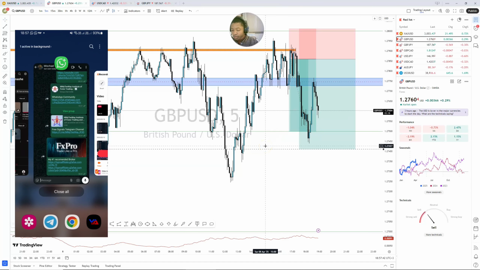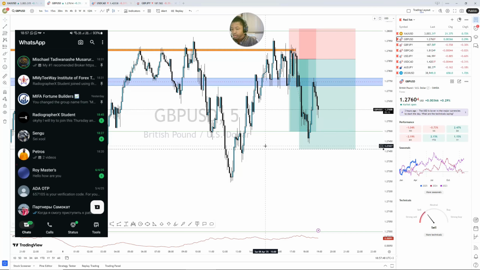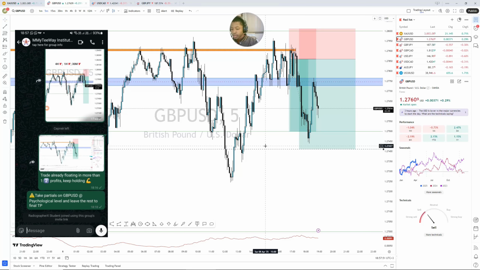If I open the group, I can show you what I'm saying. I told them to take partials, trade already in more than 1 to 2 risk reward. So you can keep holding other positions, but take partials at the psychological level. For the psychological level, I always tell you, there is strong rejection. So I'll just be updating you guys on what the account is like today.